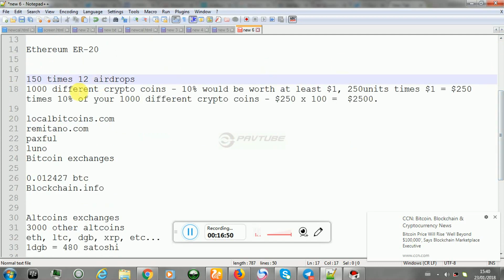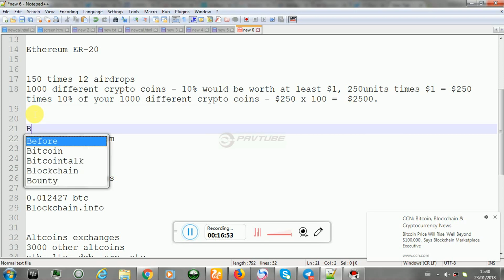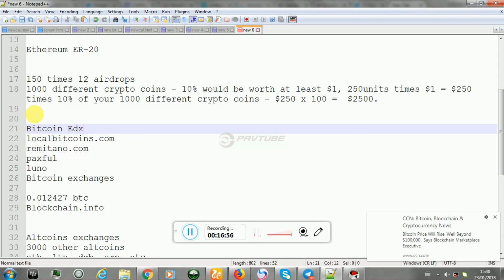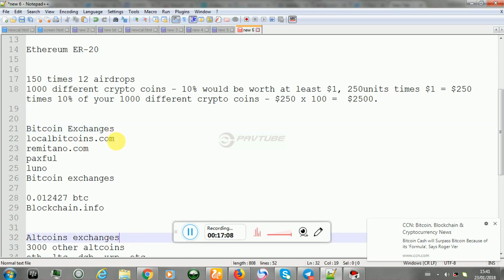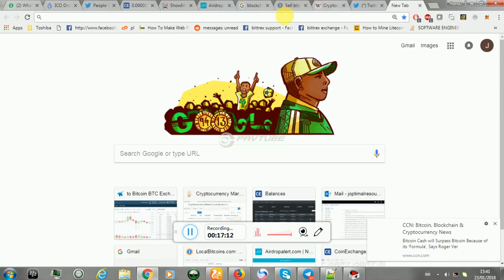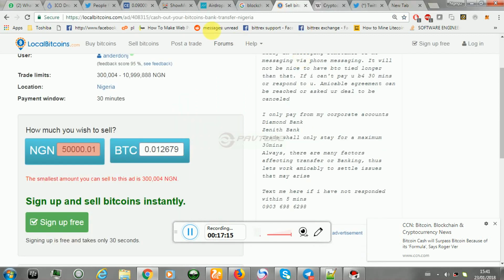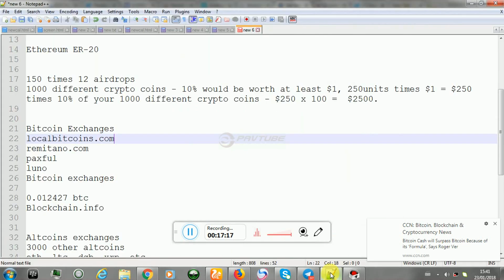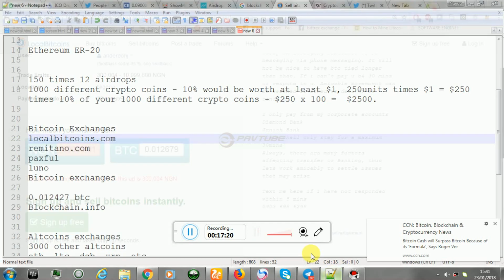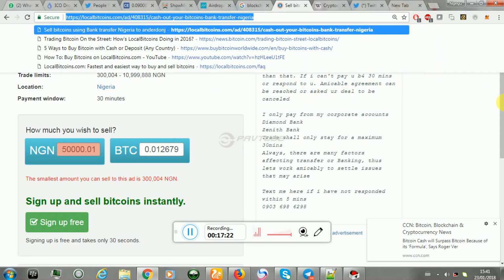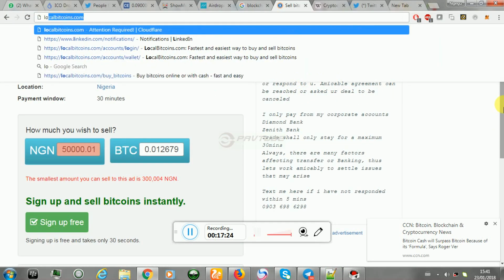We have what is called the Bitcoin exchanges, and then we have the altcoin exchanges. Now the Bitcoin exchanges are more like your first entry into the cryptocurrency community. So let's see an example of it. An example is LocalBitcoins. You can see the example here, localbitcoins.com. So let's go to the browser and visit LocalBitcoins.